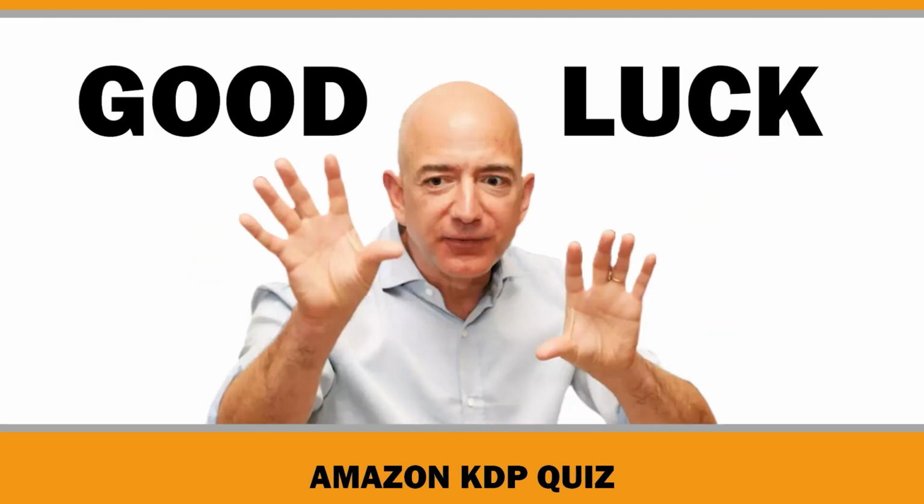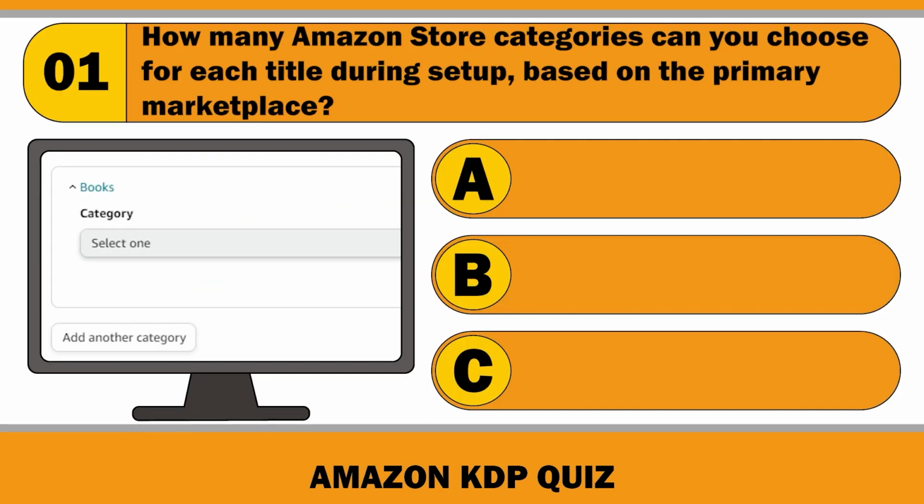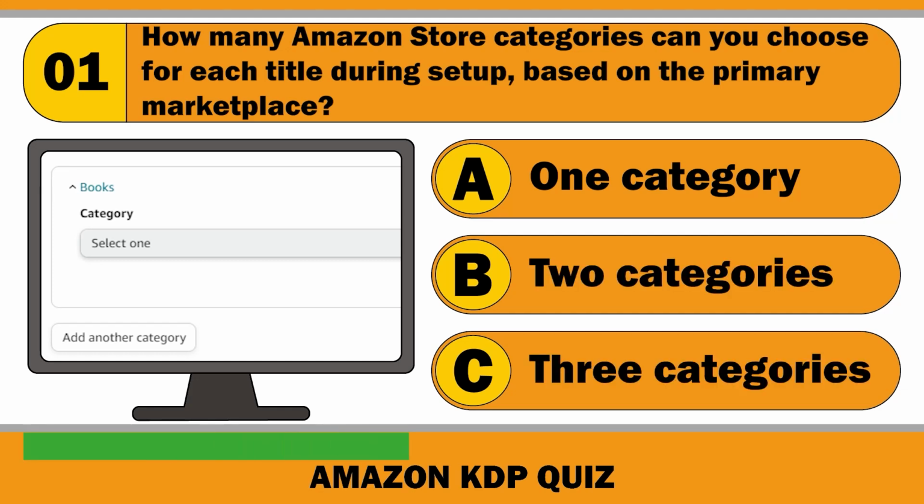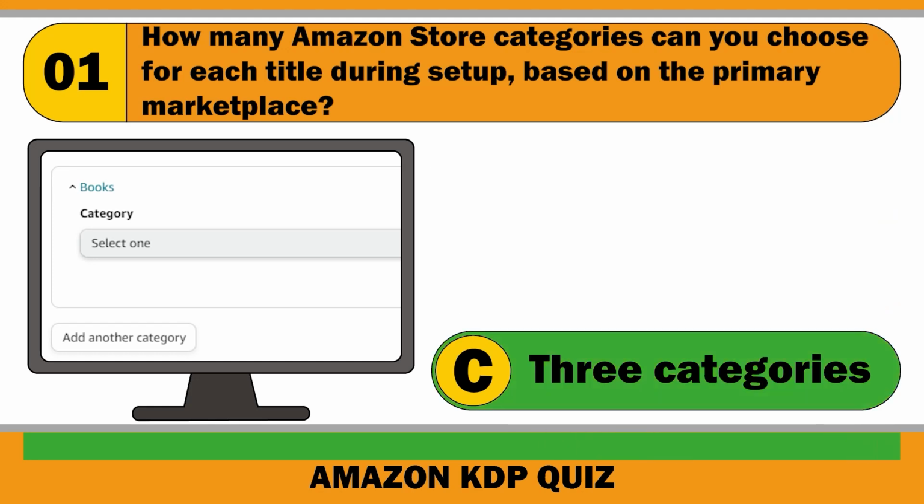Let's get started. How many Amazon store categories can you choose for each title during setup based on the primary marketplace? Is it 1 category, 2 categories, or 3 categories? You can choose up to 3 categories for each title during setup.